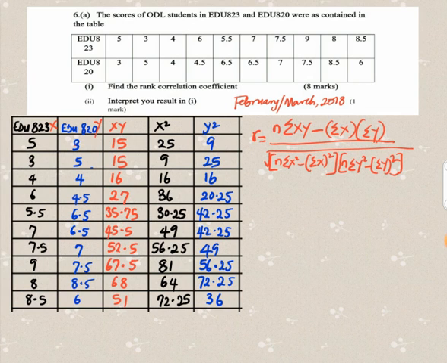Alright, let's calculate all this. Now we need to find the sum of x. Summation x is equal to 5 plus 3 plus 4 plus 6 plus 5.5 plus 7 plus 7.5 plus 9 plus 8 plus 8.5. What's the score? Okay, that will be 63.5.